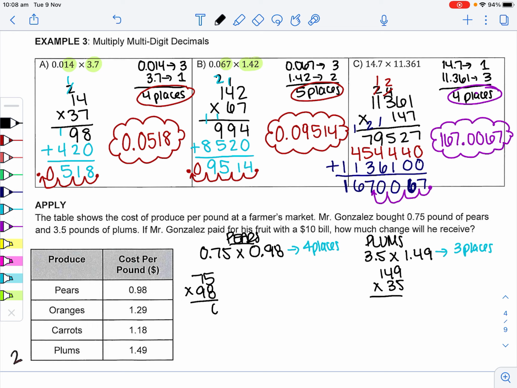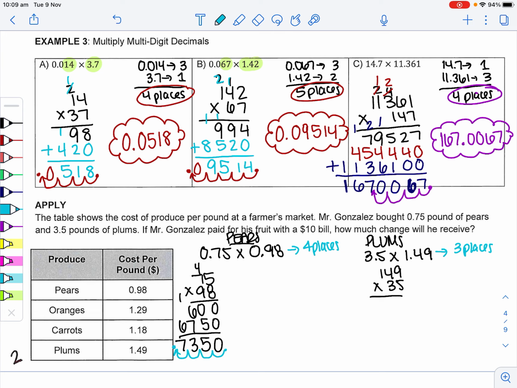So 8 times 5 is 40. 8 times 7 is 56, plus 4 is 60. 9 times 8 is 72. 9 times 5 is 45. Carry the 4. 9 times 7 is 63, plus 4 is 67. So I'm going to add 0 plus 0 is 0. 5 plus 0 is 5. 6 plus 7 is 13. And 6 plus 1 is 7. And I'm going to move 4 decimal places. So 1, 2, 3, 4.